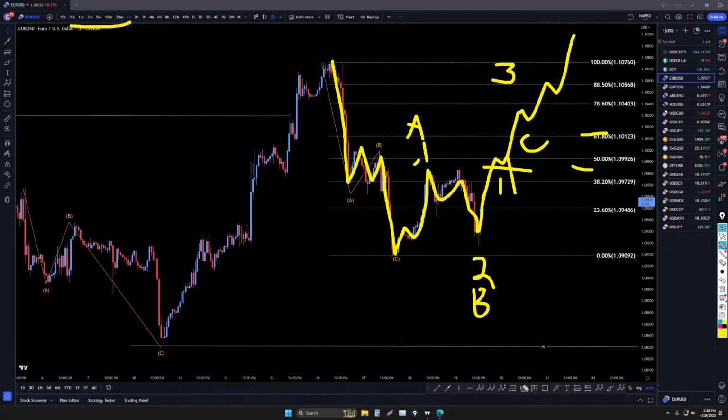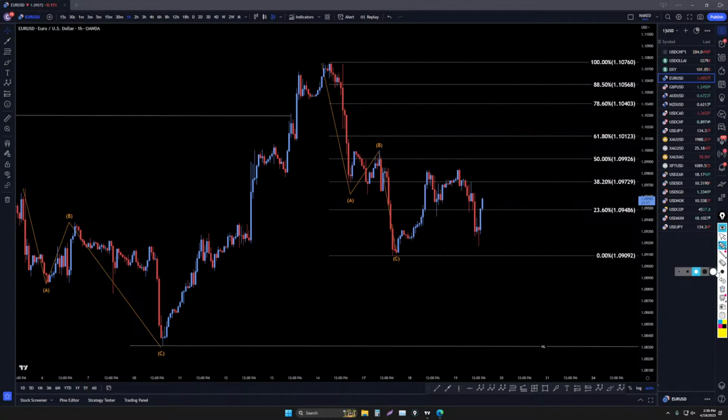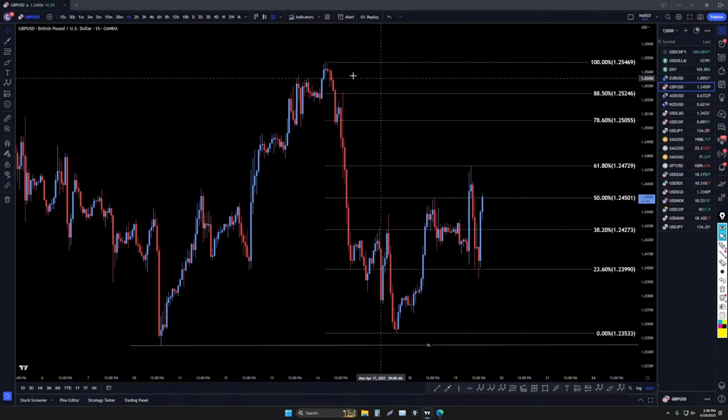So we just have to pay attention to the pattern, pay attention to price, and if we pay attention close enough, like I said, usually we can at least get a pretty good idea of what is going to happen next. Right now it definitely looks like it's going up, so we would be looking for longs on shorter time frames.